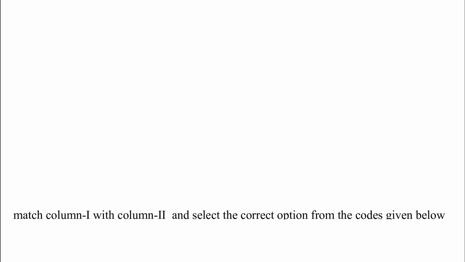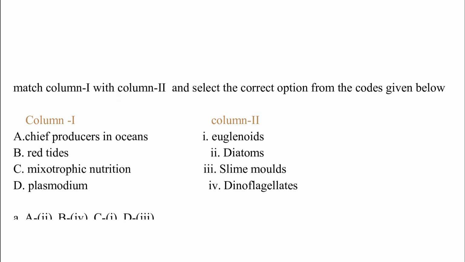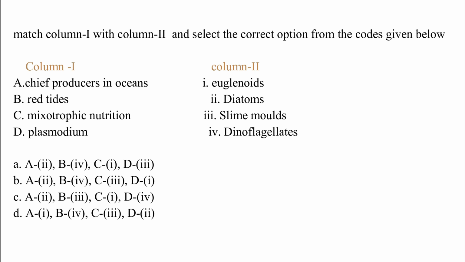Match column I with column II and select the correct option from the ones given below. Column I: chief producer in ocean, red tides, mixotrophic nutrition, plasmodium. Column II: euglenoids, diatoms, slime molds, dinoflagellates. The correct answer is option A. Chief producer in ocean matches with diatoms, red tides match with dinoflagellates, mixotrophic nutrition matches with euglenoids, and plasmodium is matched with slime mold.